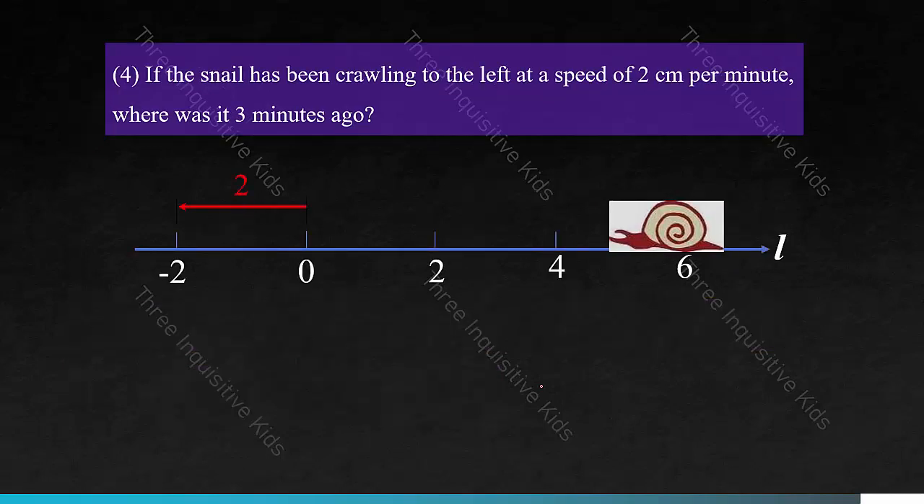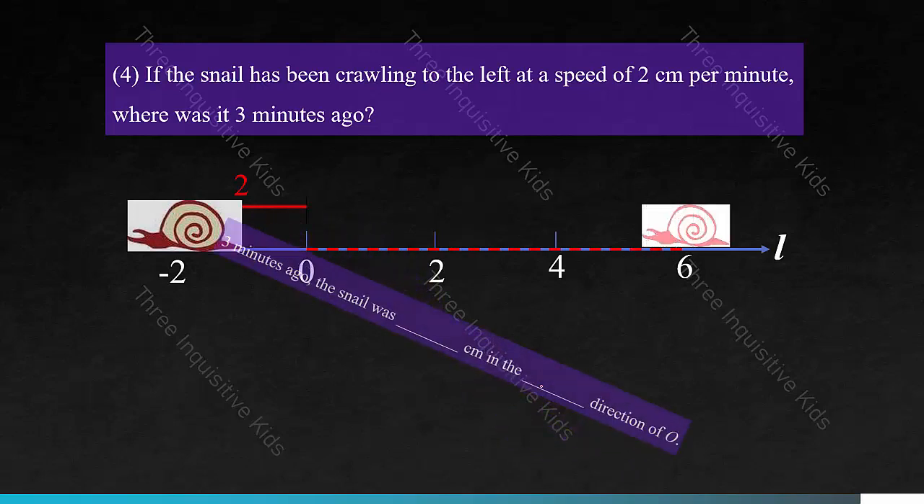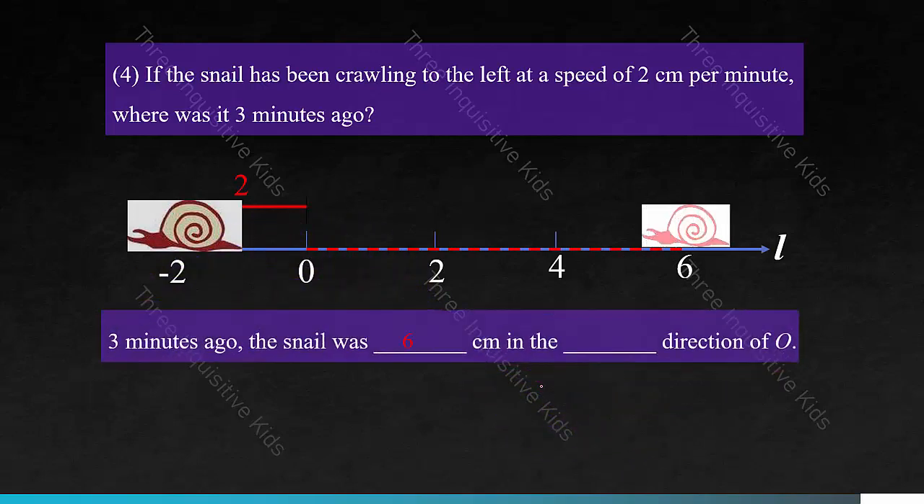If the snail has been crawling to the left at a speed of 2 centimeters per minute, where was it 3 minutes ago? 3 minutes ago, the snail was 6 centimeters in the right direction of O. So this time it's crawling to the left at a speed of 2 centimeters per minute, which is negative 2. And we have 3 minutes ago, which is negative 3. And this multiplied together gives us 6.